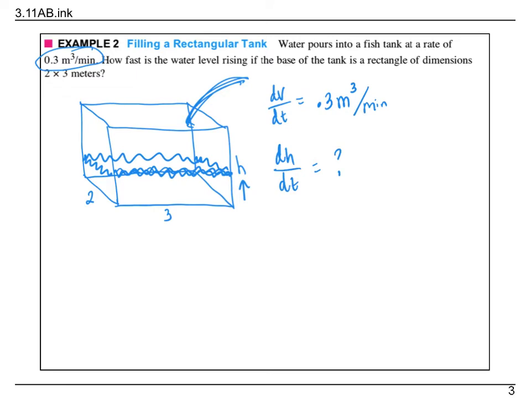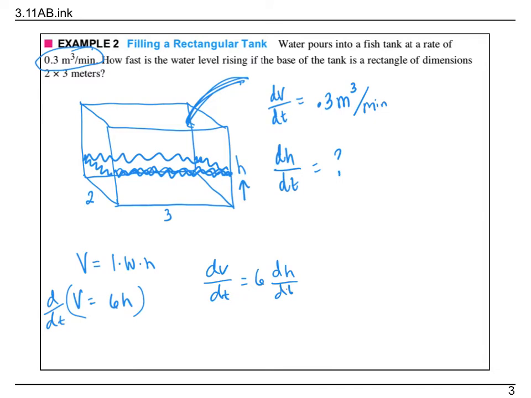Okay. So if we know dV over dt and we want dH over dt, we have to think of a formula that connects volume and height. And we also already know the length and the width. So that's just volume of a rectangular prism. Volume equals length times width times height. We have a constant here. The 2 and the 3 are not changing. So therefore, volume is equal to 6h. So now if we derive V equals 6h with respect to time, we have a dV dt equals a 6 dH dt.